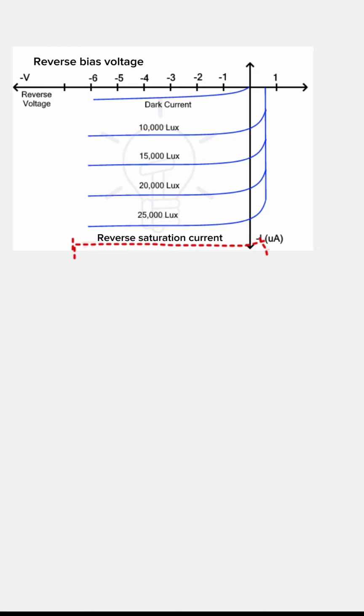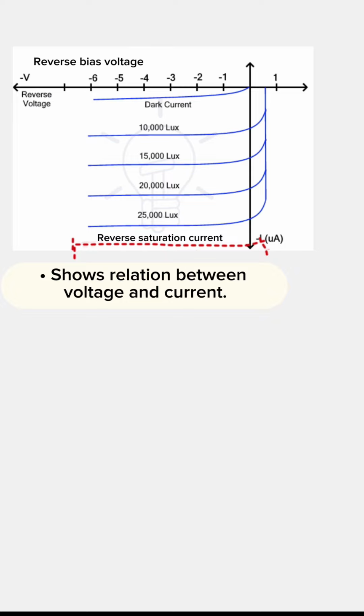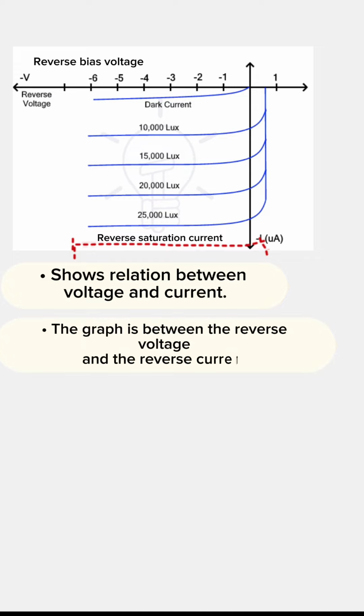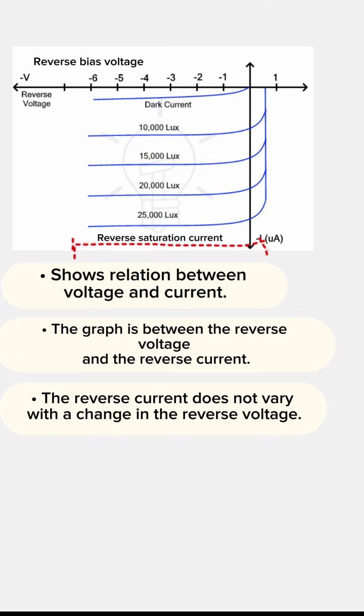The VI characteristics curve of photodiode shows the relationship between the voltage and current of a device. The horizontal axis, or x-axis, represents the voltage, while the vertical axis, or y-axis, represents the current through the device. As we know that photodiode operates in reverse bias, therefore the graph is between the reverse voltage and the reverse current. The reverse voltage is represented on the negative x-axis, while the reverse current is represented in microamperes on the negative y-axis. The reverse current does not vary with a change in the reverse voltage.